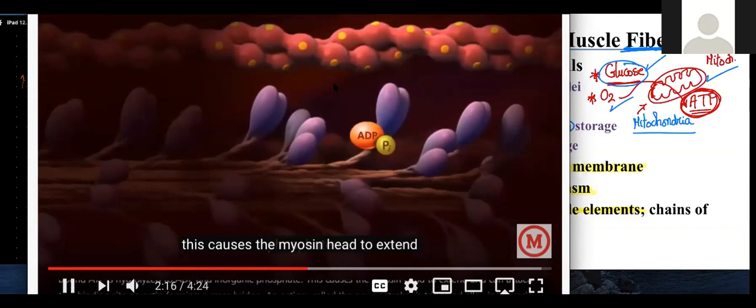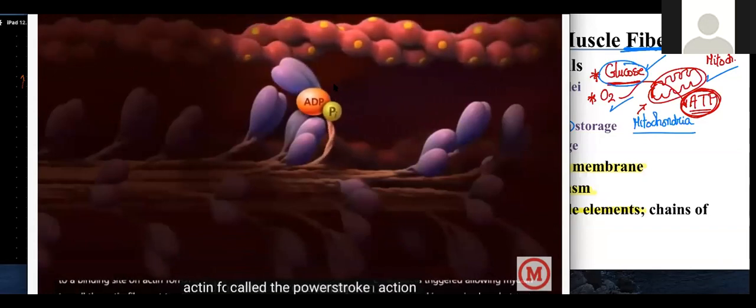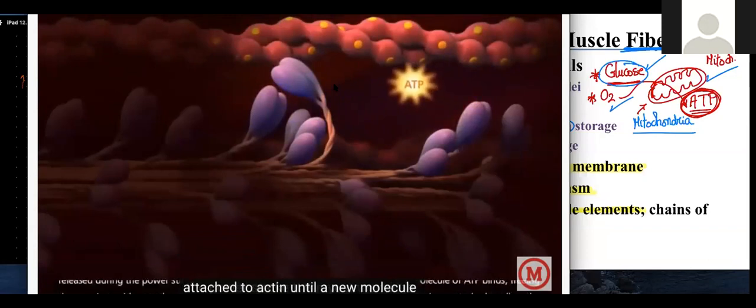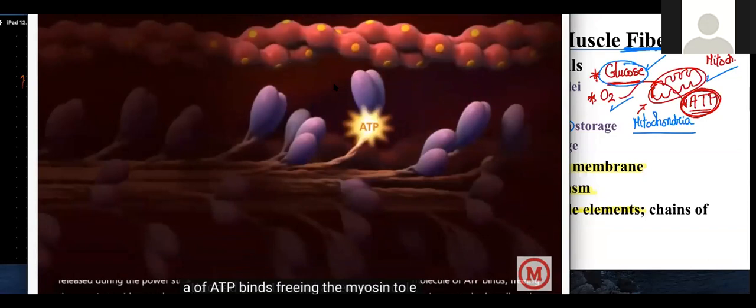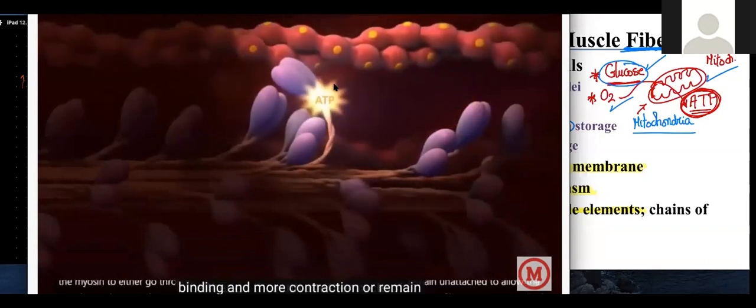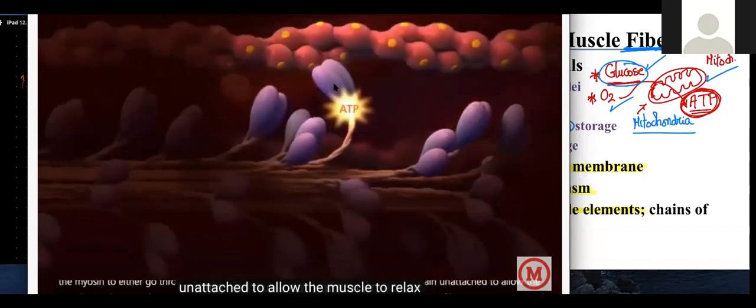This causes the myosin head to extend and can attach to a binding site on actin, forming a cross bridge. An action called the power stroke is triggered, allowing myosin to pull the actin filament toward the M line, thereby shortening the sarcomere. ADP and inorganic phosphate are released during the power stroke. The myosin remains attached to actin until a new molecule of ATP binds, freeing the myosin to either go through another cycle of binding and more contraction or remain unattached to allow the muscle to relax.